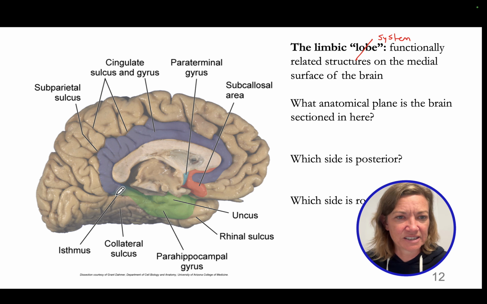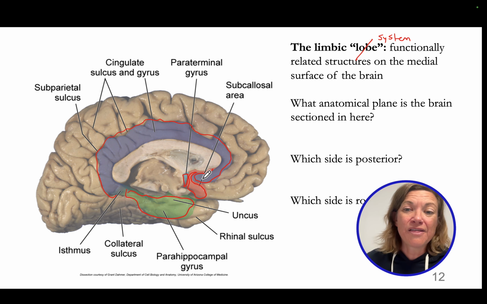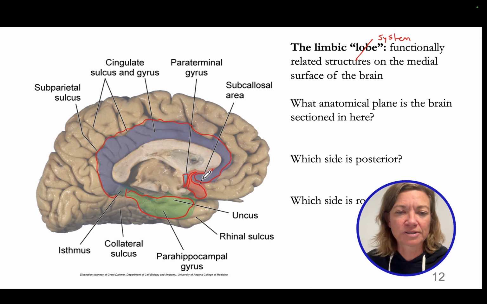So the first is the cingulate gyrus. I'll trace around the cingulate sulcus to show you the cingulate gyrus, this purple C. And the second is the parahippocampal gyrus on the inferomedial portion of the temporal lobe, in green. Everybody agrees that those two are critical parts of the limbic system. Then people start to throw additional bits in. This classification shows the paraterminal gyrus and the subcallosal gyrus here. Those are often included along with other bits of brain like the amygdala as parts of the limbic system.